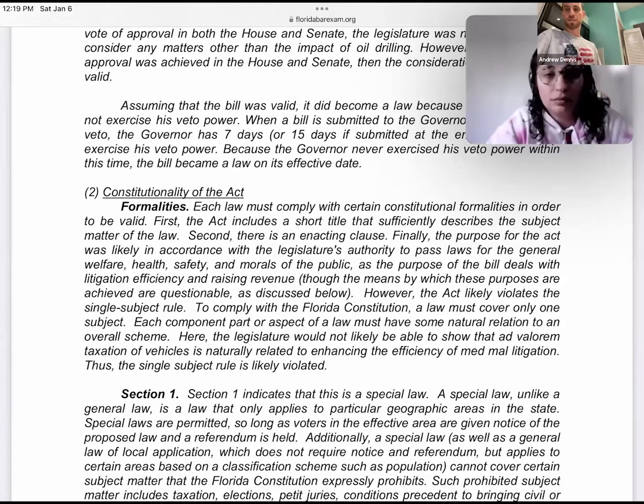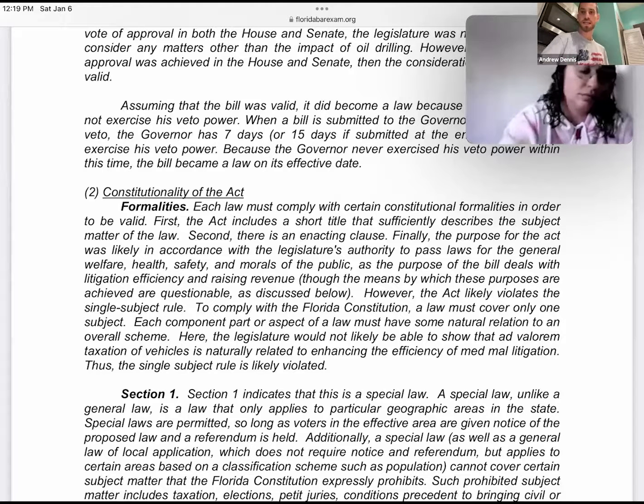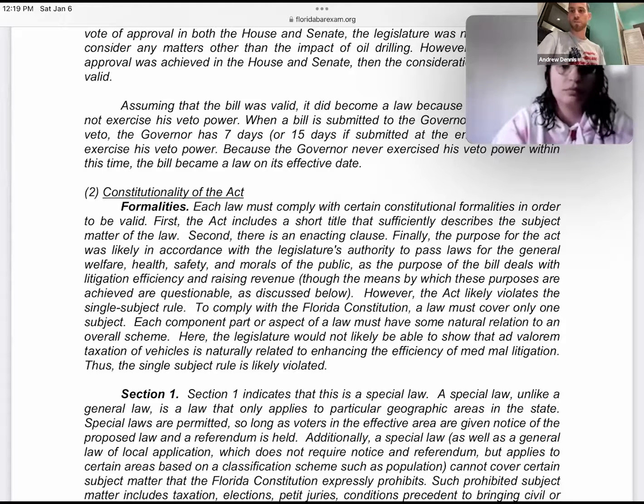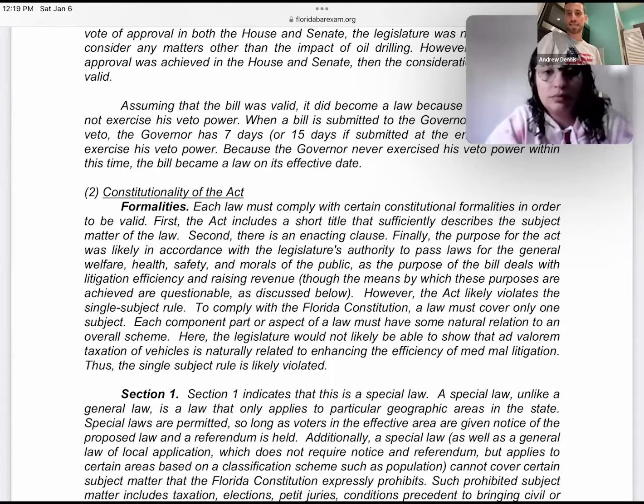Excellent job. To comply with the Florida Constitution, a law must only cover one subject. Each component part or aspect of a law must have some natural relation to an overall scheme. Here, the legislator would not likely be able to show that the ad valorem taxation of vehicles is naturally related to enhancing the efficiency of med-mal litigation. Thus, the single subject rule is likely violated.